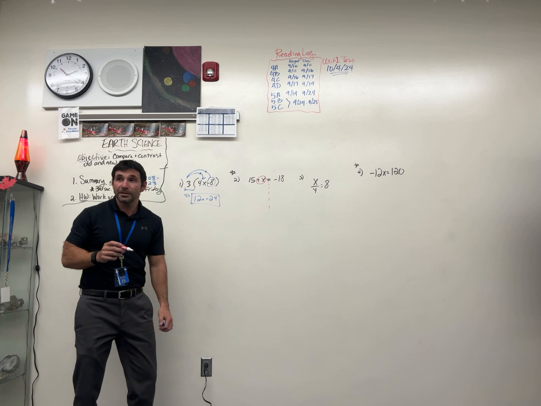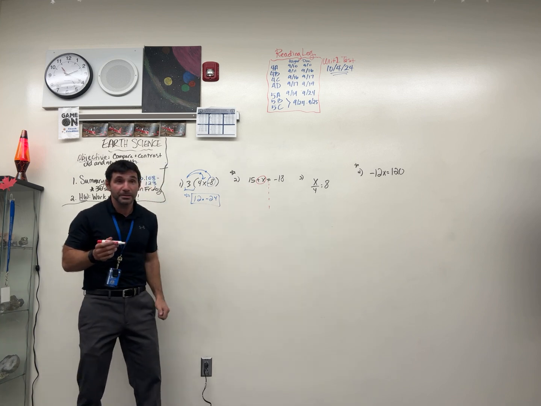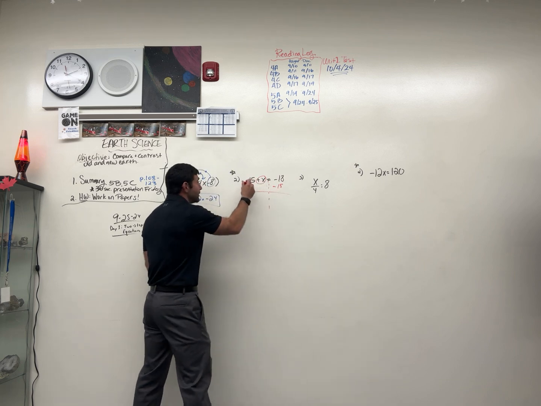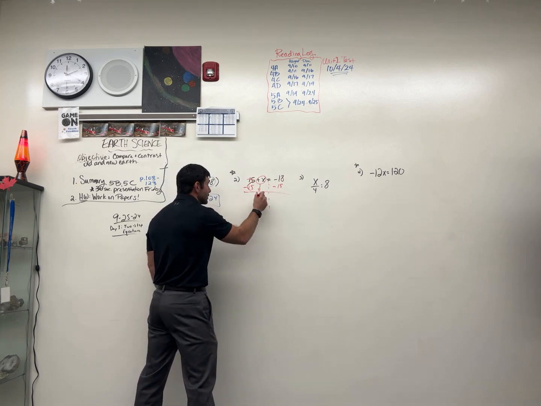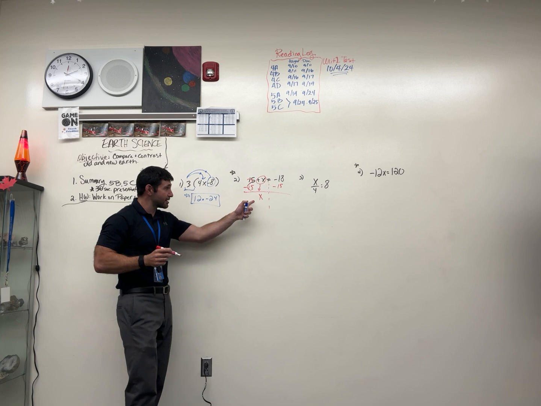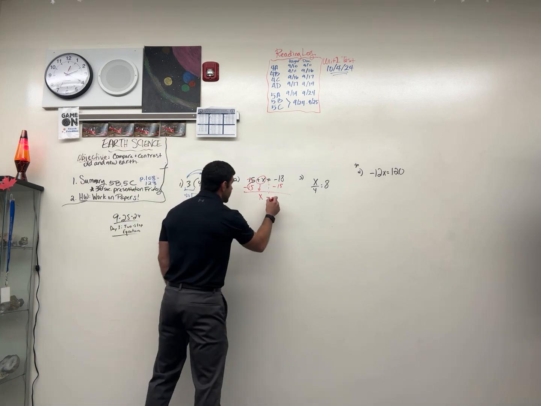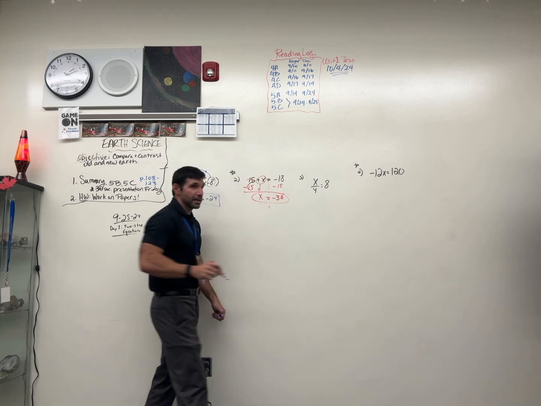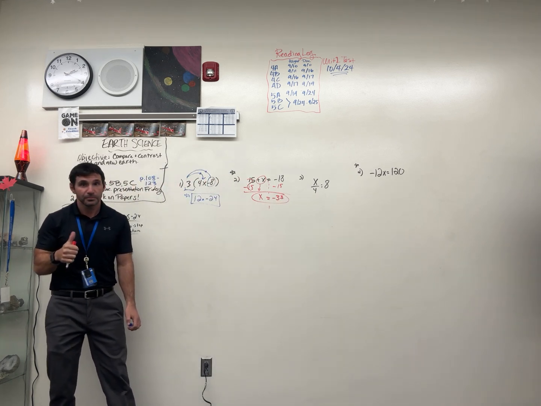How do I move this positive 15? Because it's 15 plus x. This is a positive 15. We subtract 15 from both sides. 15 minus 15 is 0. That's the additive inverse. 0 plus x is x. That's the additive identity. Negative 18 minus 15 is negative 33. Questions on that one? Thumbs up if we got that one right. Cool.